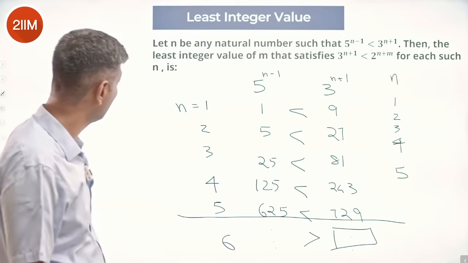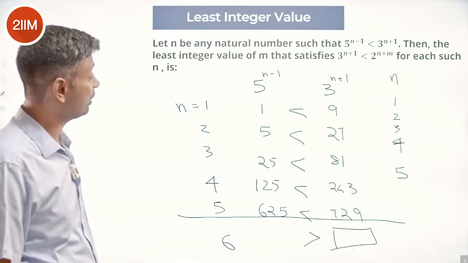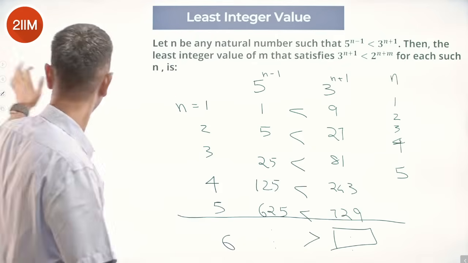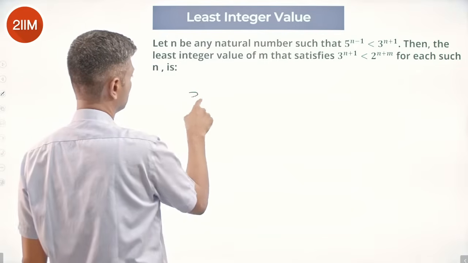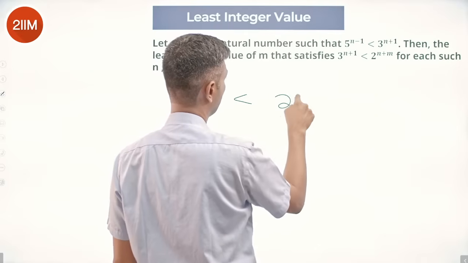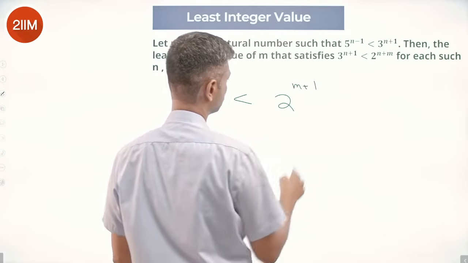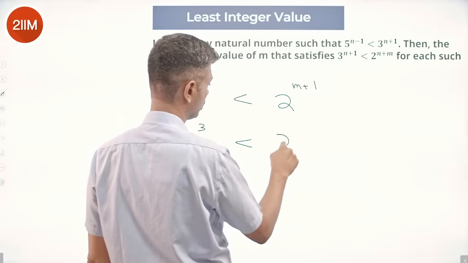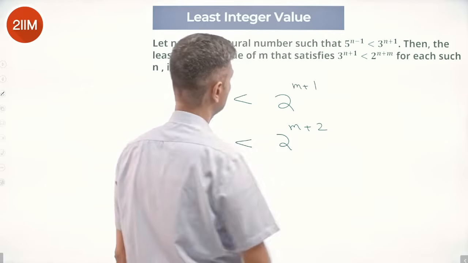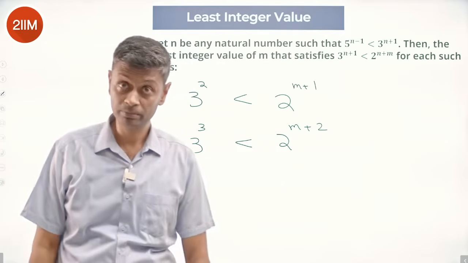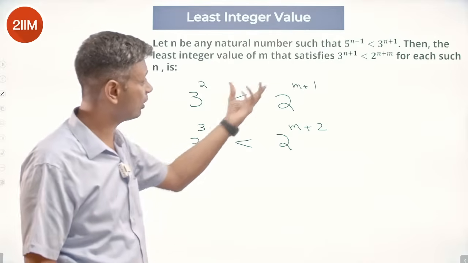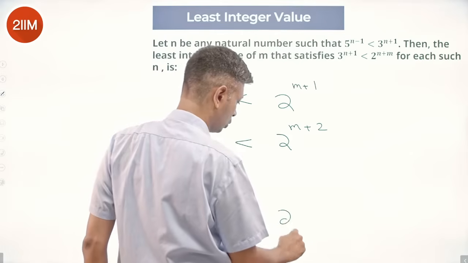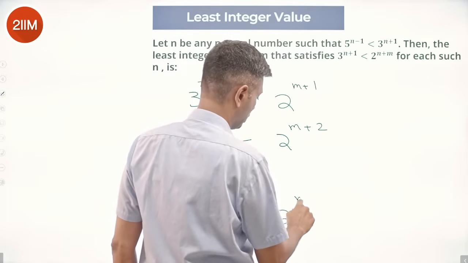Now come to the second part. The least integer of m that satisfies 3 power n plus 1 less than 2 power n plus m. Nice. So n could be 1: 3 squared less than 2 power m plus 1. n could be 2: 3 cubed less than 2 power m plus 2. We want to find the least integer value of m that satisfies this. So we have to find the least value of m here, here, here, all the way till n equal to 6: 3 power 6 less than 2 power m plus 6.